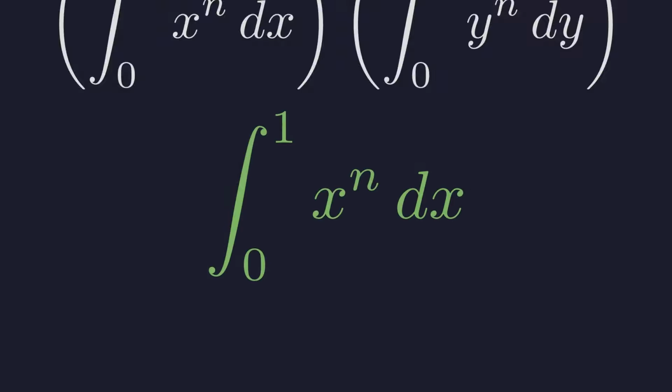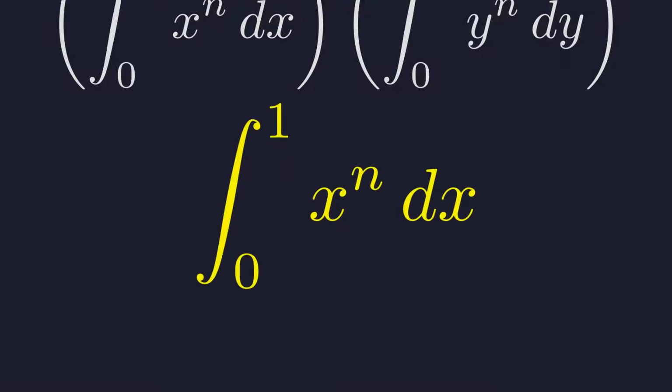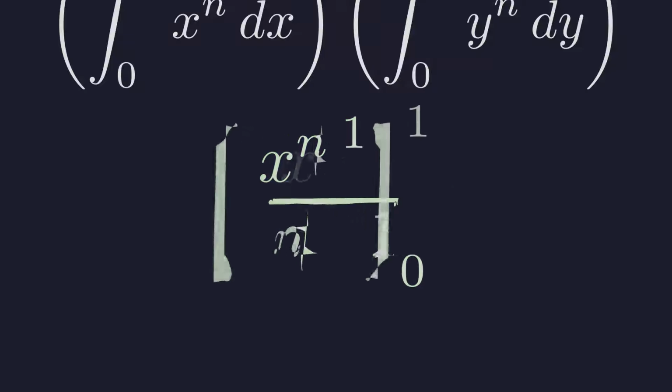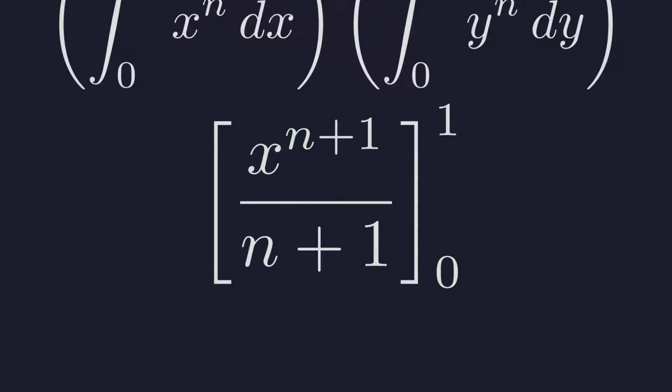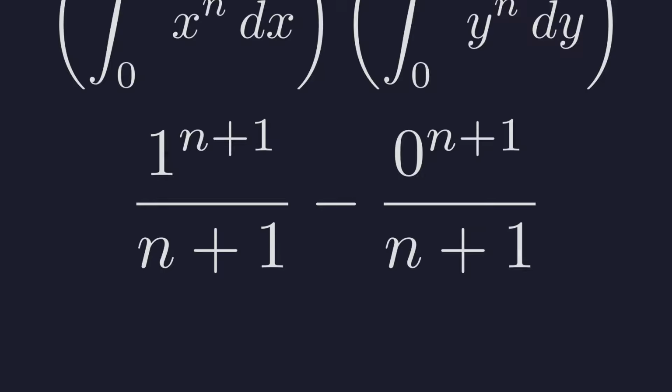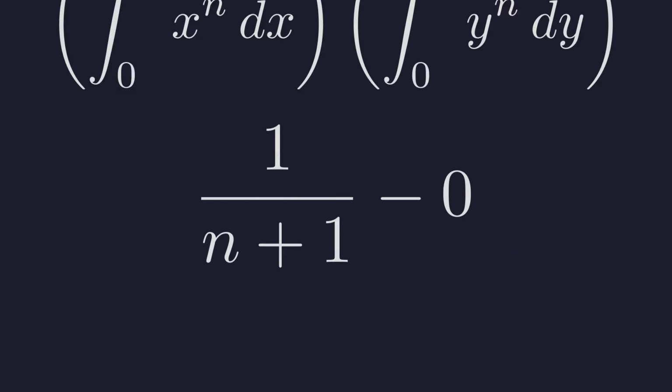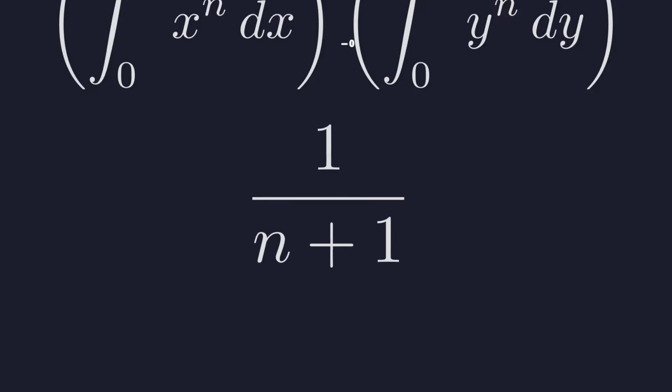Let's solve the integral with respect to x first. Using the power rule for integration, we get x to the n plus 1, all divided by n plus 1. Now we evaluate from 0 to 1. Now we plug in the upper and lower bounds. This gives us 1 to the n plus 1, divided by n plus 1, minus 0 to the n plus 1, divided by n plus 1. 1 to any power is just 1, and 0 to any positive power is 0. This simplifies to 1 over n plus 1 minus 0. So the first integral gives us 1 over n plus 1.